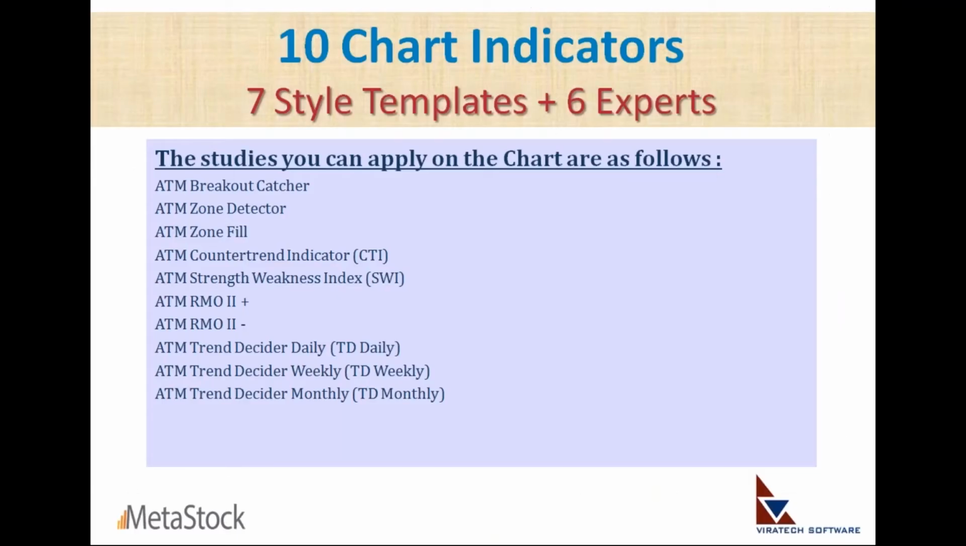All right. So having said that, let's move on to the different indicators that are included. So we'll discuss the different strategies today. We've got the breakout catcher, the zone detector, the zone fill, counter trend indicator, the newly released strength weakness index, which is a volume-based study, an amazing tool out there, and probably my favorite, if you asked me, beyond the super filter, would be the trend decider suite. I just love that suite, and we'll talk about that. It's a newer addition, and I've done a lot of work with that in markets, so I'd urge you to look at those trend deciders as well.